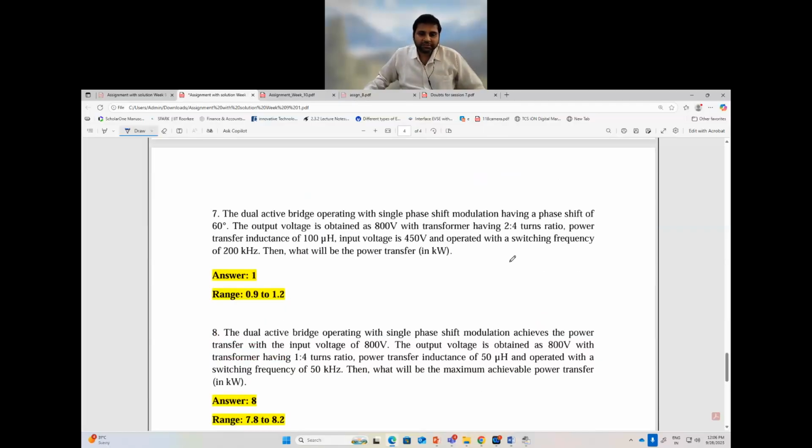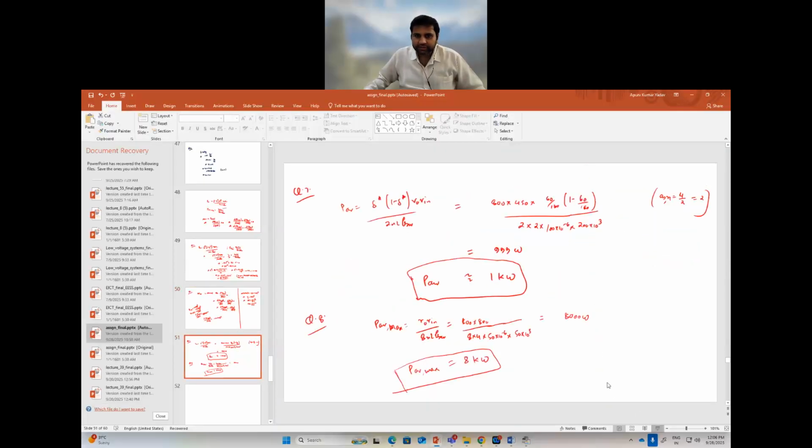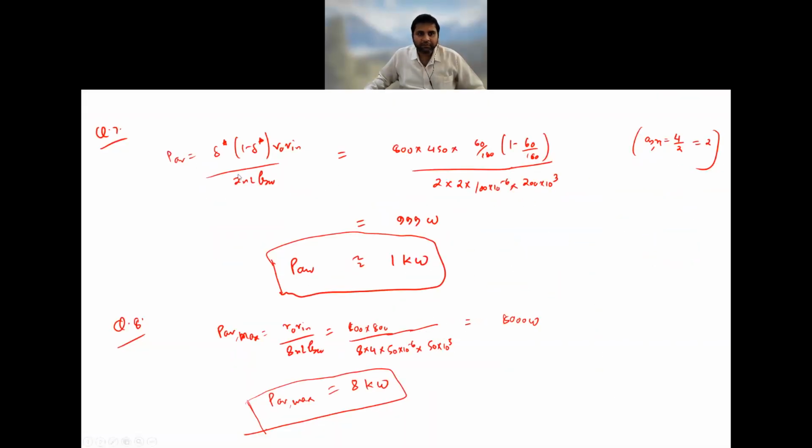Then comes question number 7. Let us see the solution for that. Again, it is a straightforward question with the formula given over here. Here it is given 60 degree, so we have to take 60 in terms of degree. So we have to divide by 180 to get the phase angle ratio. That's why we have done the phase shift ratio, which is 60 by 180 degree.